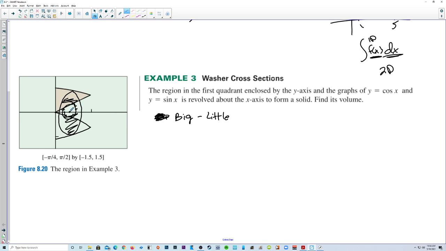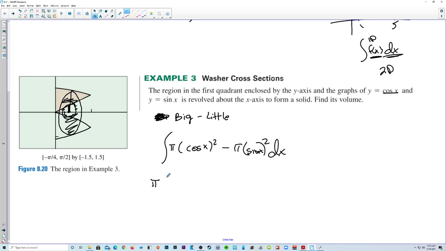So now let's find the area of the big circle. Well, the area of all the big circles, they're stacking up along the x-axis, which means we're going to integrate with respect to x. We want pi times the big radius squared, minus pi times the little radius squared. Well, the big radius goes from the x-axis to the top one, which is cosine. So this one is cosine x squared, and this one is sine x squared, the little radius. The little radius is going to be sine.